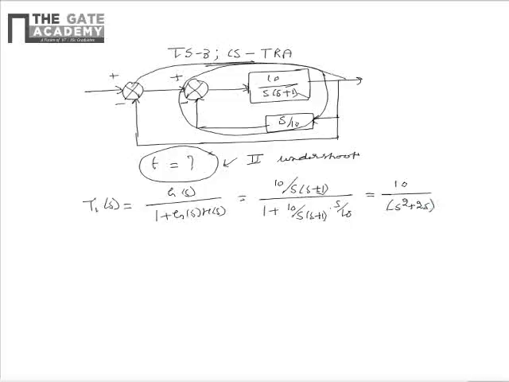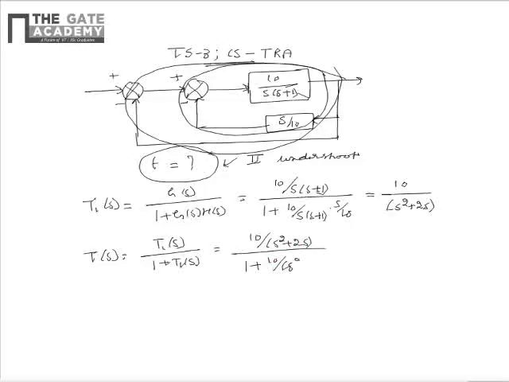Now let us find the transfer function of the overall control system, which is written as T of s is equal to T1 of s divided by 1 plus T1 of s. This is equal to 10 divided by s square plus 2s, as a whole divided by 1 plus 10 divided by s square plus 2s. Please note that here the feedback is unity negative feedback. So the overall transfer function gets simplified as 10 divided by s square plus 2s plus 10.